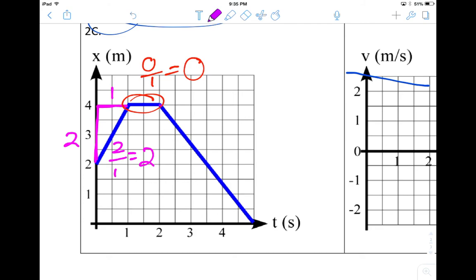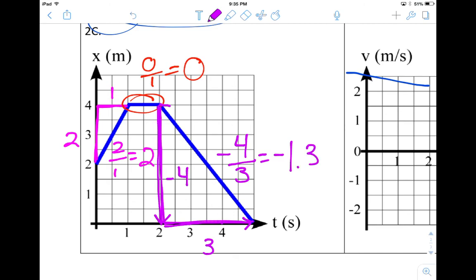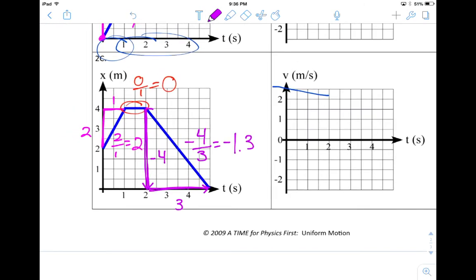And then down here I've got my rise over run. So my rise, this is important, is -4. So I have to go down 4 and then over 1, 2, 3. So my slope here is -4 over 3, which equals -1.3. 4 divided by 3, 1.3, 1 1/3.